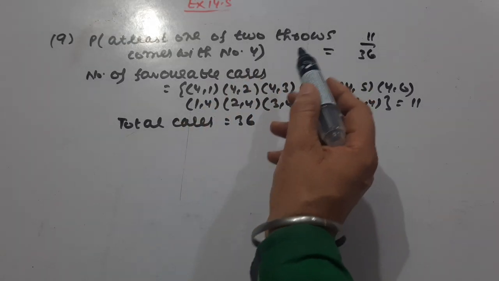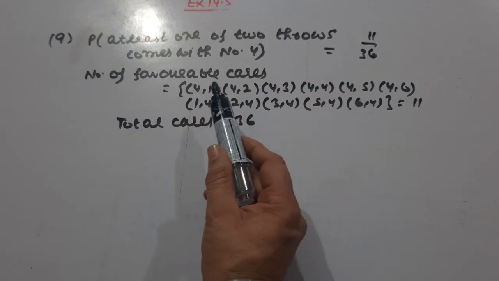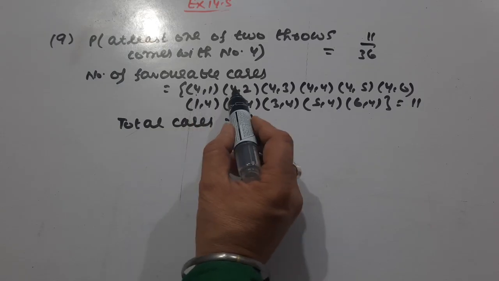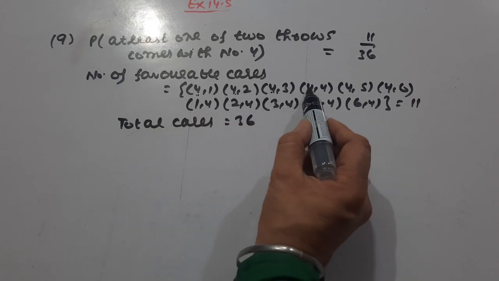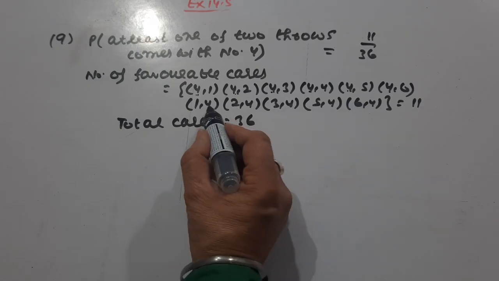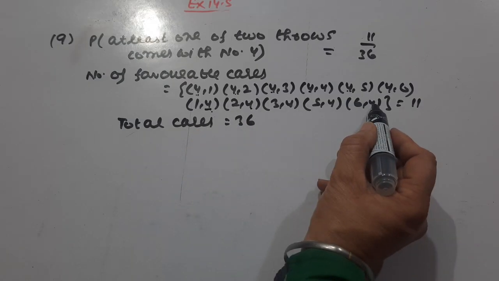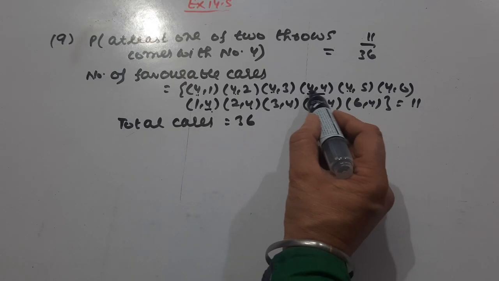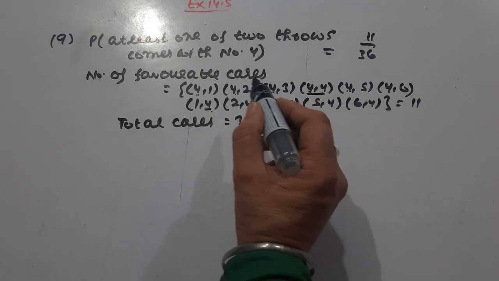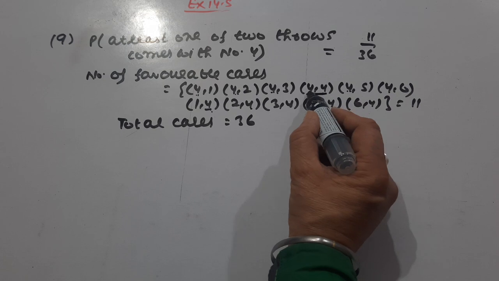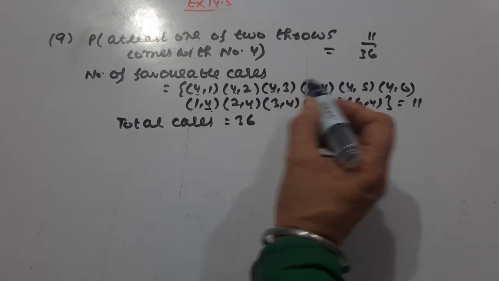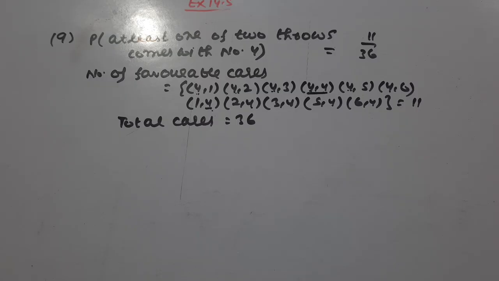इसका मीनिंग ये होता है कि हमारे पास 4 जो है वो किसी भी थ्रो में आ सकता है. Now here 4 is coming in first throw, 4 4 4. Now 4 is coming in first throw, and here 4 is coming in the second throw. 4 is coming in second throw, and here 4 is coming in both the throws because he says at least one of the two throws. So जो 4 है वो दोनों throws में भी आ सकता है. So these are 11 cases. So probability will be 11 upon 36.